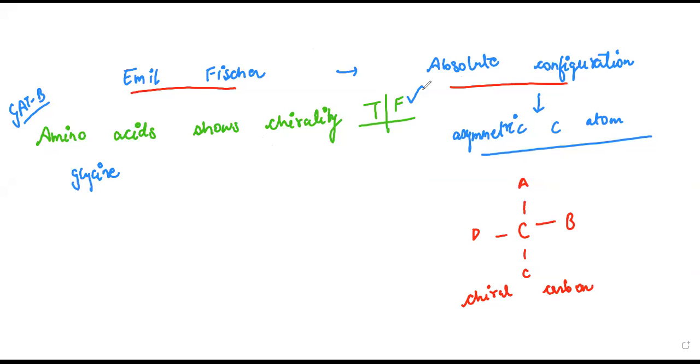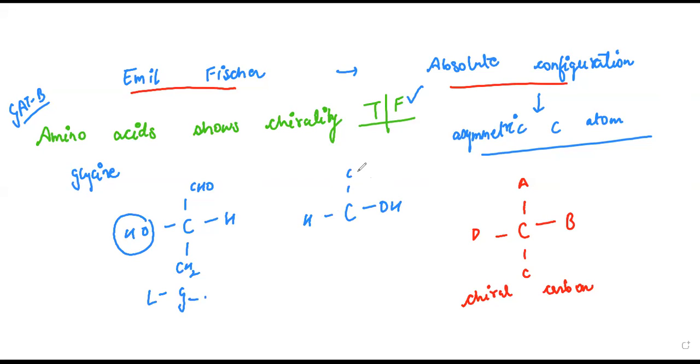So, according to Emil Fischer, he gave the absolute configuration for glyceraldehyde based on the position of OH. If it is on the left hand side, then it is L-glyceraldehyde. And if the same OH is on the right hand side, it is D.